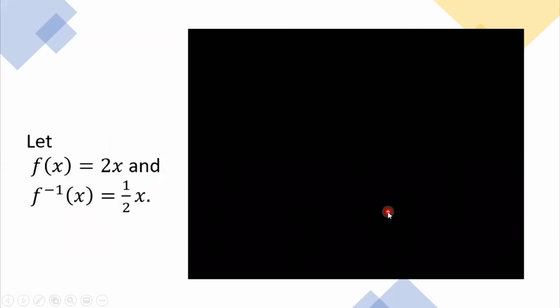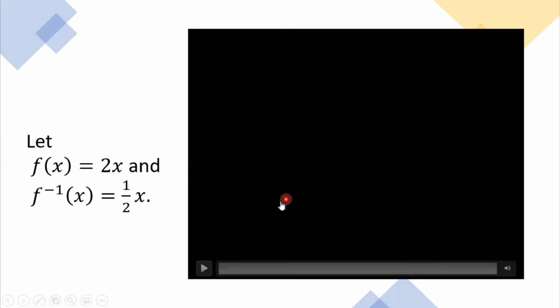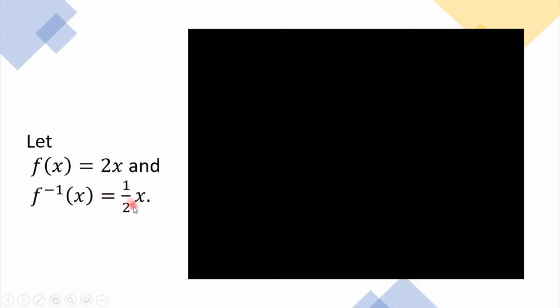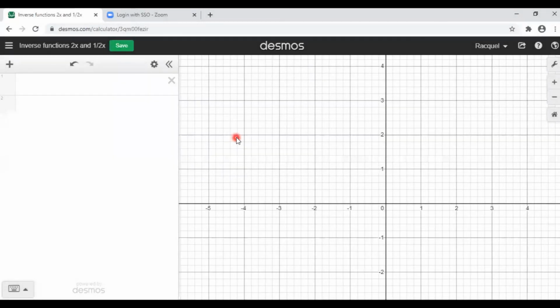Okay, so we have here an illustration on how we sketch the graph of f of x equal to 2x and its inverse, which is equal to 1/2 x, okay? Because sometimes we need to sketch the graph manually, okay? So I have here a video showing you how to sketch the graph of these two functions. So here we are going to show that the two functions 2x and 1/2 x are inverse functions.